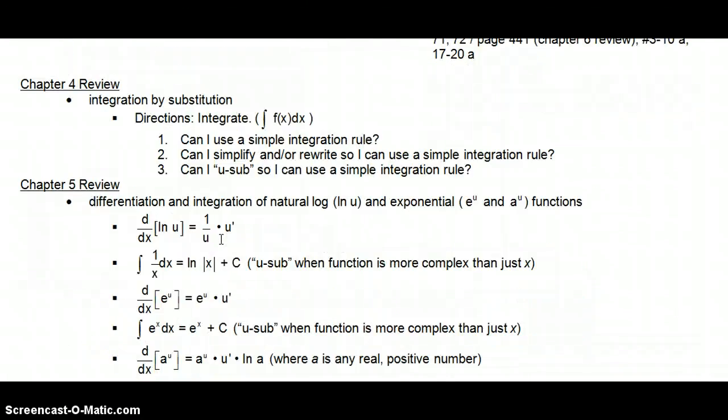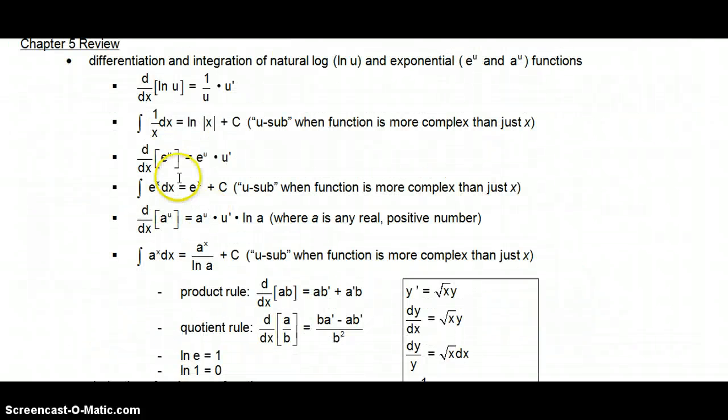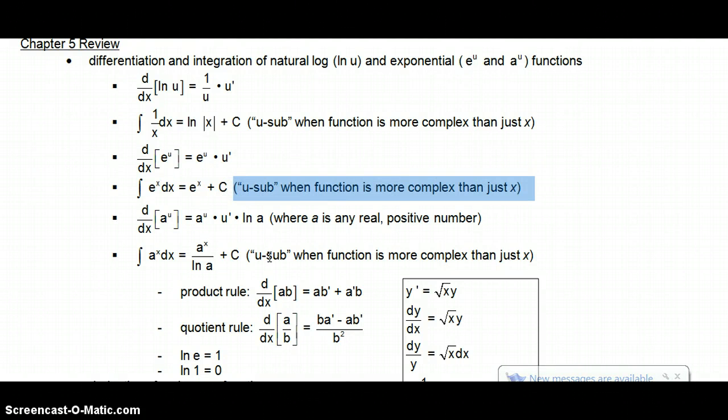So before we go through some examples, let's just jump over to the curriculum map for Unit 7 and take a look at the Chapter 5 review portion, where you will see the rule right here, the integral of e to the x dx equals e to the x plus c, is highlighted there. But then the big thing is that it says u sub when the function is more complex than just x.